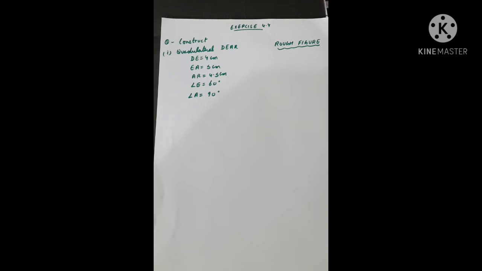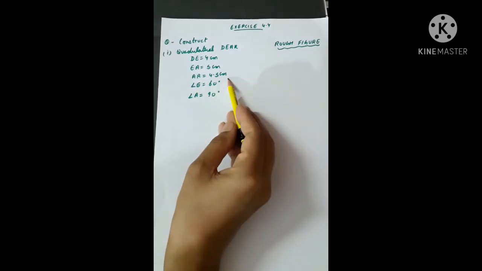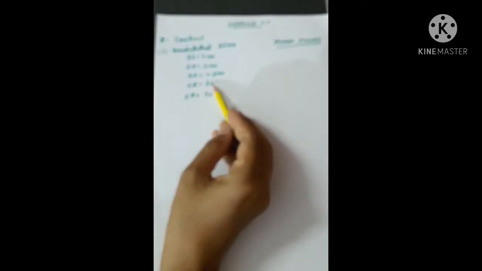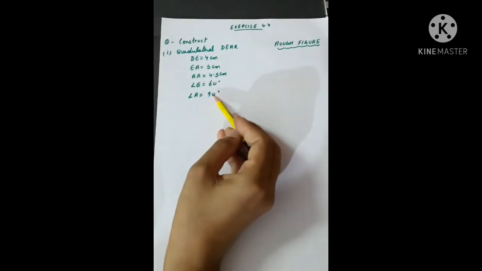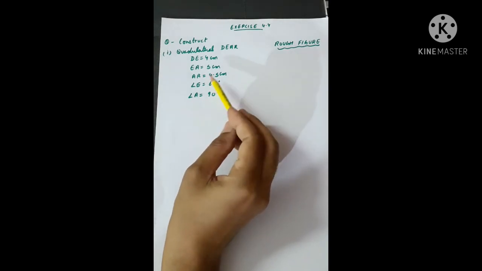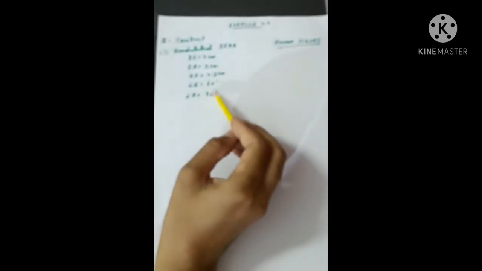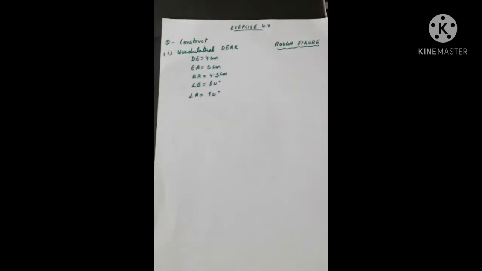Starting with exercise 4.4, the first question is, construct the quadrilateral DEAR in which side DE is 4 cm, EA is 5 cm, AR is 4.5 cm, angle E is 60 degree, angle A is 90 degree. Now you have seen in this exercise 3 sides and 2 angles are given and we have to construct a quadrilateral when three sides and two included angles are given. This you have to keep in mind, the angle should be included between the given sides.